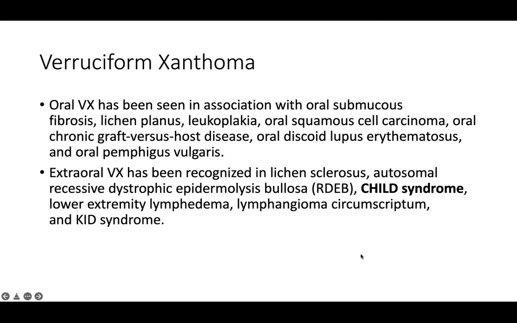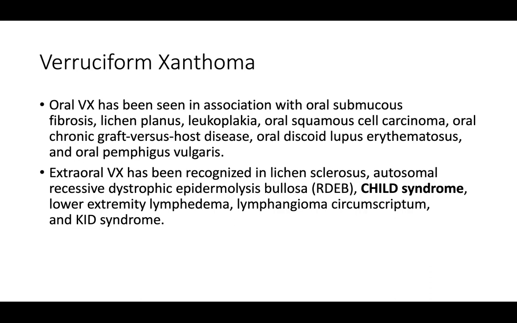Oral verruciform xanthoma has been seen in association with oral submucous fibrosis, as well as lichen planus, leukoplakia, oral squamous cell carcinoma, oral chronic GVHD, oral discoid lupus erythematosus, and oral pemphigus vulgaris. Extraoral verruciform xanthoma has been recognized in lichen sclerosus, autosomal recessive dystrophic epidermolysis bullosa, CHILD syndrome, lower extremity lymphedema, lymphangioma circumscriptum, and KID syndrome. KID syndrome stands for keratitis, ichthyosis, and deafness syndrome.